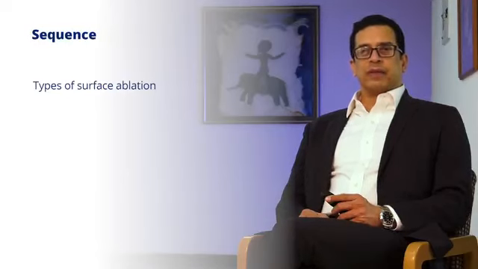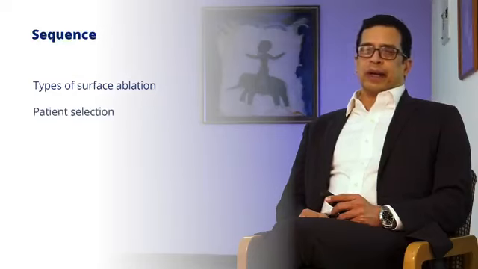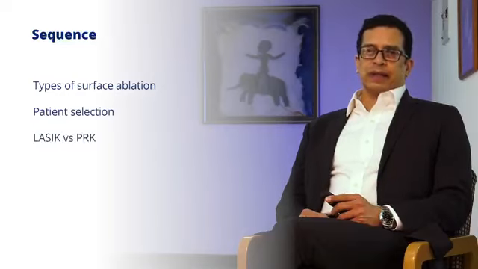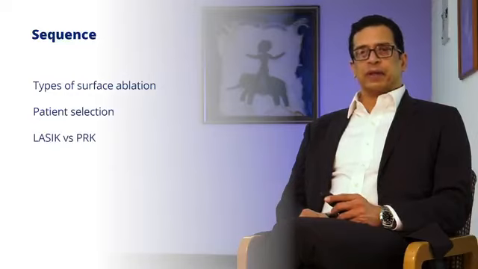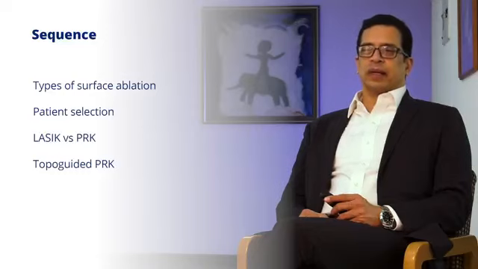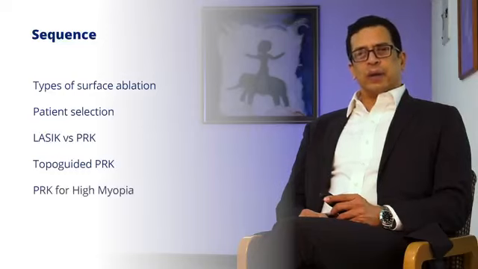So the sequence of what we'll be covering today will be the types of surface ablations, the different varieties of surface ablations. We're also going to be looking at how you select an appropriate patient and what patients to choose and whom not to choose. Then we probably will be comparing LASIK and surface ablation, and I'll be using PRK as a surrogate for surface ablation throughout most of my presentation. A little bit about topo-guided PRK or surface ablation and why it potentially could be better than LASIK surgery. And finally, to end, we will explore doing surface ablation in high myopes.